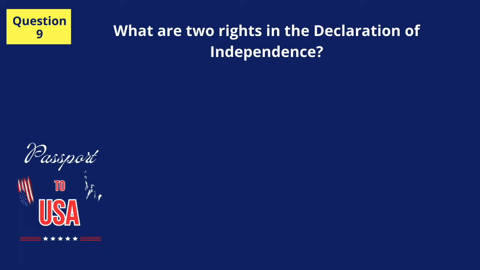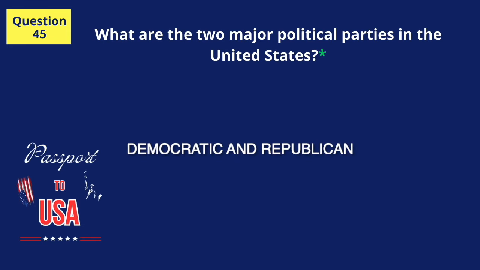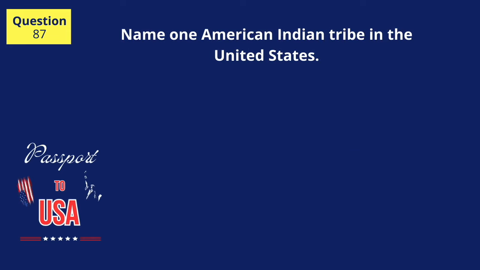What are two rights in the Declaration of Independence? Life, liberty. What are the two major political parties in the United States? Democratic and Republican. Name one American Indian tribe in the United States. Cherokee.